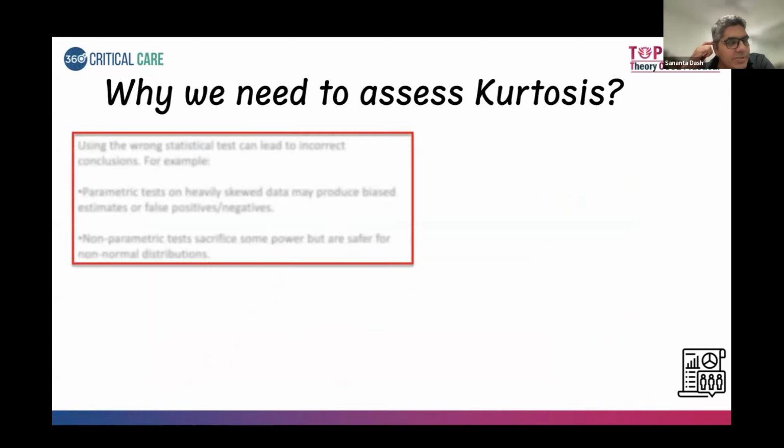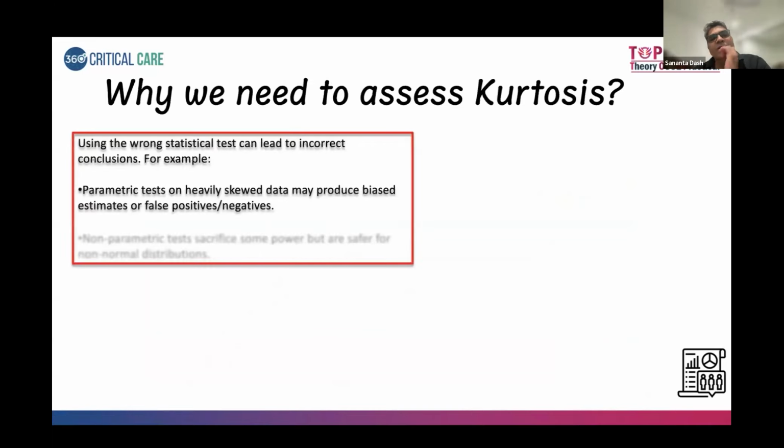Now, why do we need to assess kurtosis? Using the wrong statistical test can lead to incorrect conclusions. For example, a parametric test on heavily skewed data may produce biased estimates and false positives. So if it is not normally distributed, skewed data, then you have to take different tests in that case. And non-parametric tests sacrifice some power but are safer to use with non-normal distributions.